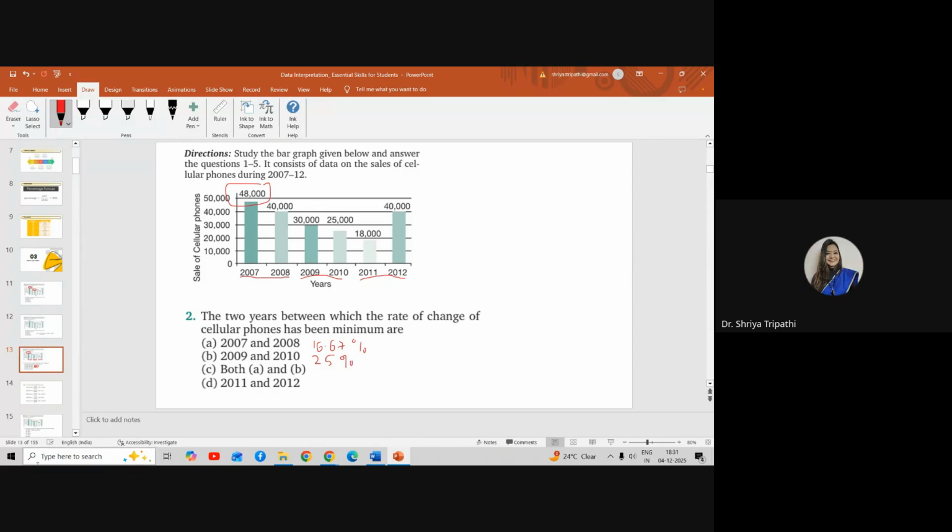Yes. Okay. The third one, 2009, 2010. What is the difference here? 5,000. 5,000 divided by the base year. Now here the base year is 2009. We are having 30,000 into 100. Again, what will be my answer? 16.67. 16.67. Okay. It will be C, ma'am. Answer will be C. Answer would be same. Okay. C. Got my point, everyone? Yes, ma'am.